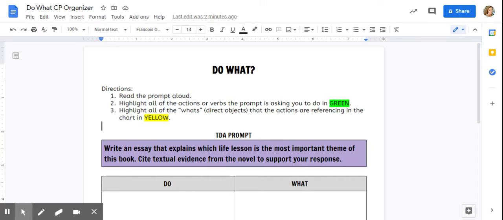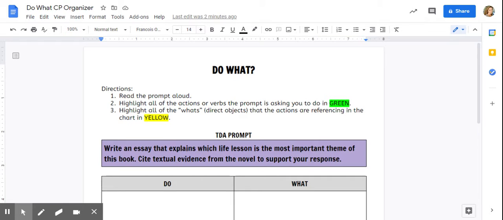And a TDA is called a text-dependent analysis. So you're analyzing a text, okay? And you're going to get a prompt. And a prompt is basically the question that you have to answer in your essay. And when you get the prompt, it's important to break it down and to really examine it to see exactly what the question is really asking you to do. So this process is called do what? Like, what do I have to do for this question?